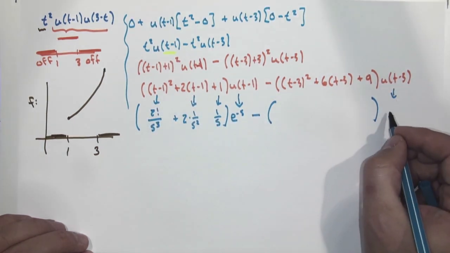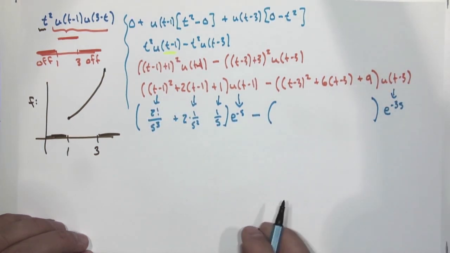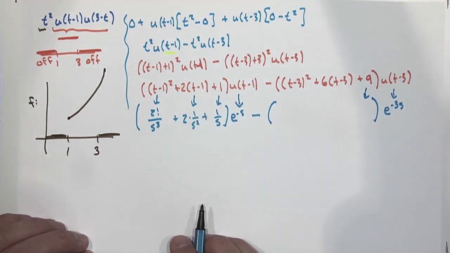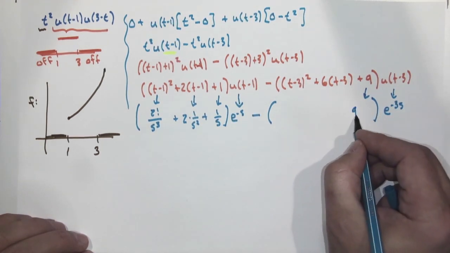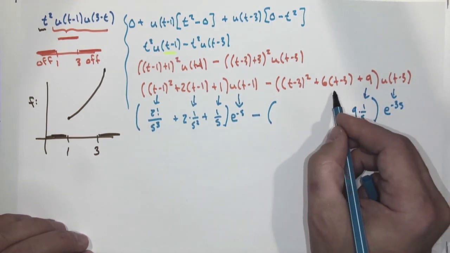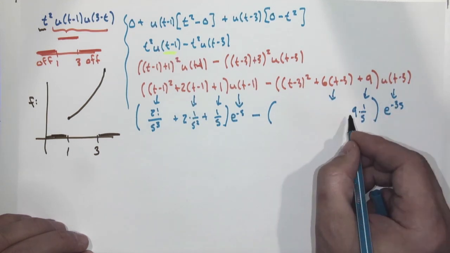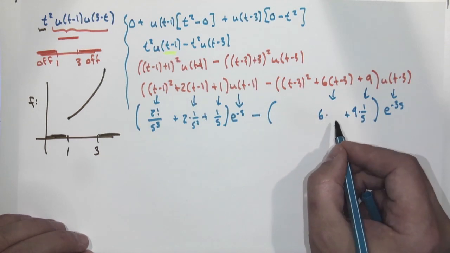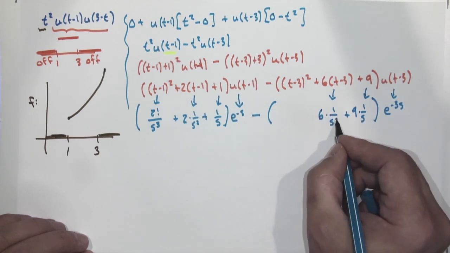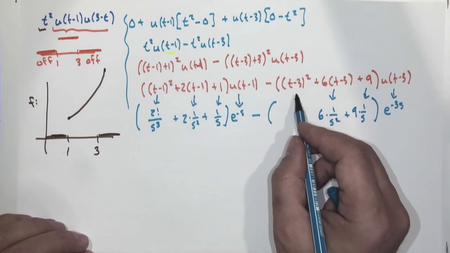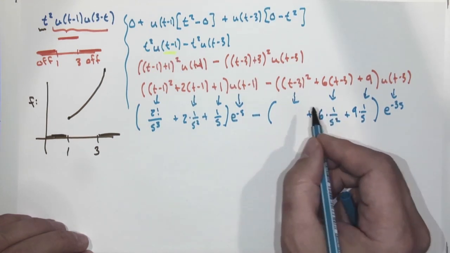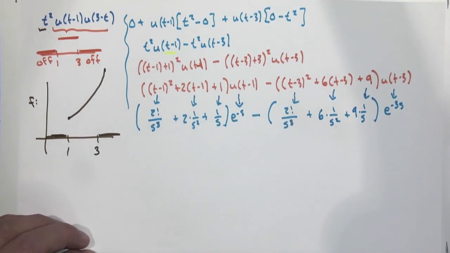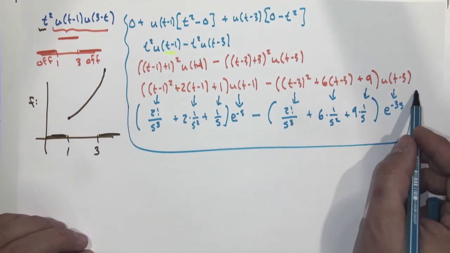all right, the u of t minus 3 goes to e to the minus 3s. The 9, what will that go to? 9 over s. You can think of it as 9 times 1 over s. The 6 times t minus 3, what does that become? 6 times 1 over s squared. And the t minus 3 squared becomes 2 factorial over s cubed. And there's our answer.